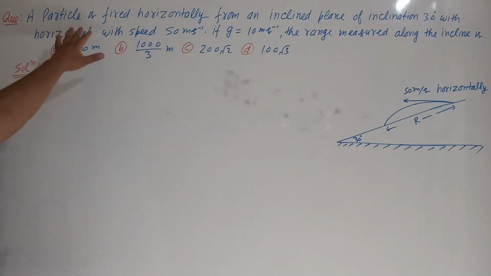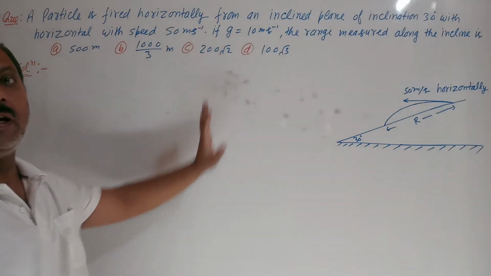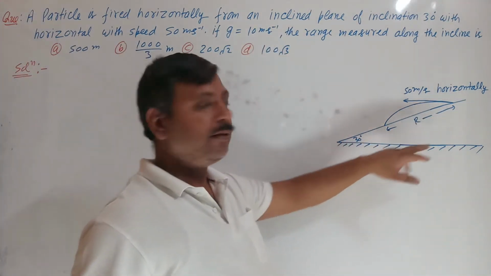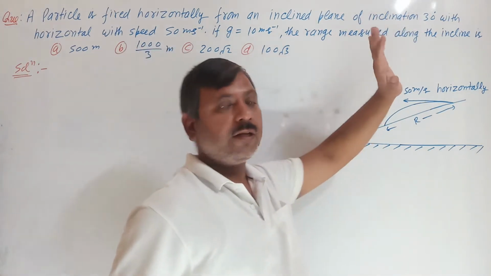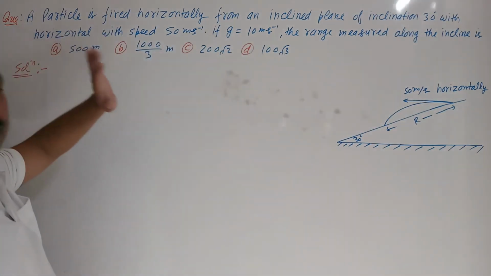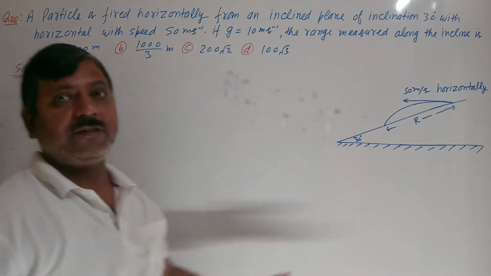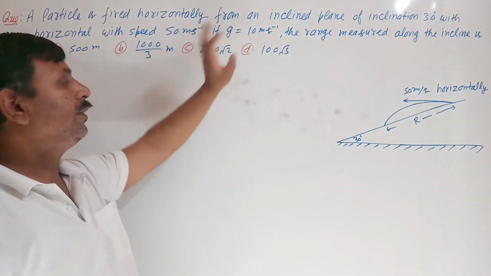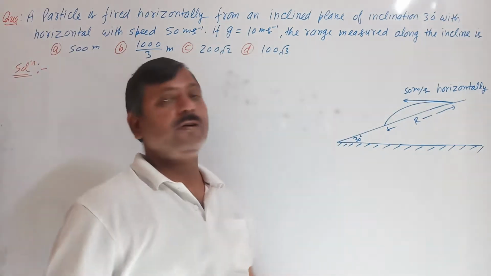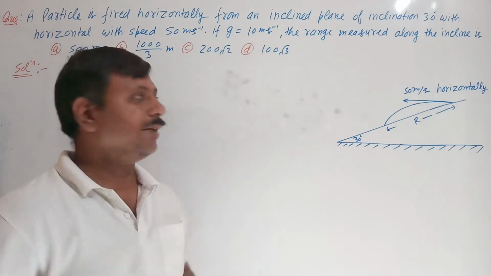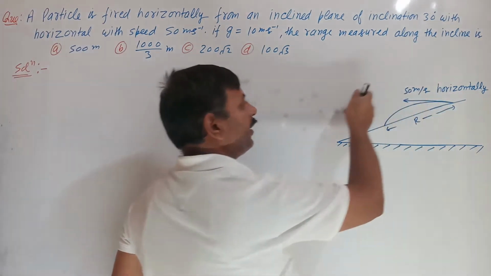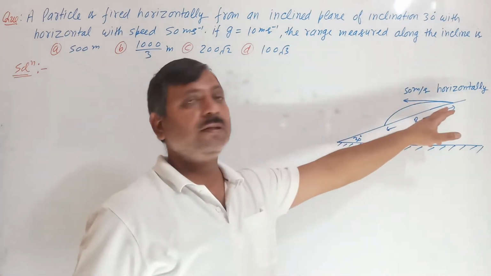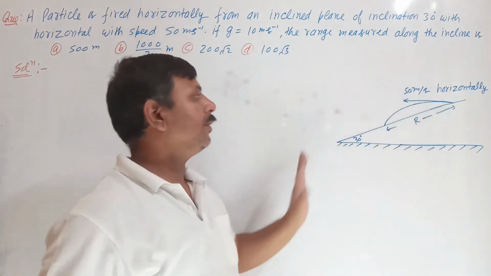See, a particle is fired horizontally from an inclined plane. This is the inclined plane, 30 degree with the horizontal, with the speed 50 meter per second. 50 meter per second horizontally they have projected, g is 10, the range measured along the incline. What would be the range? From here it is projected horizontally with 50 meter per second from inclined plane. So what will be the range?